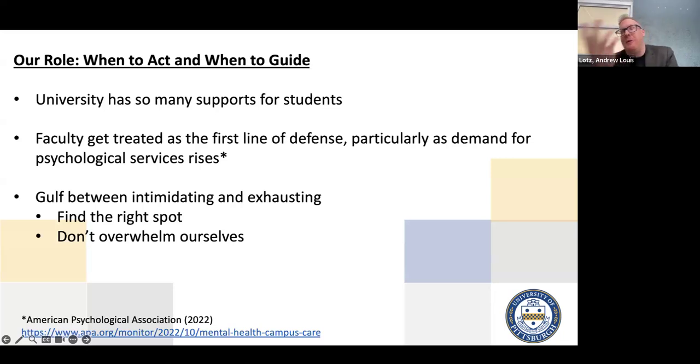The broader question we might ask ourselves is our role as instructors. When do we act and when are we a guide to our students? Increasingly, the American Psychological Association has a very depressing piece on this. There's more and more demand on psychological services at college, right? More and more students are seeking psychological services. More and more students are expressing anxiety.